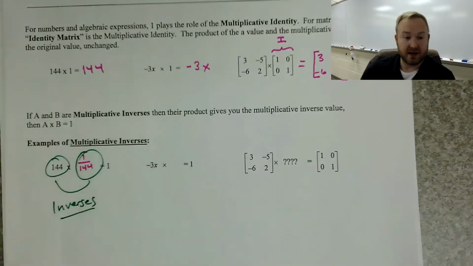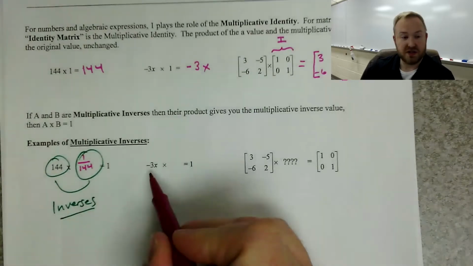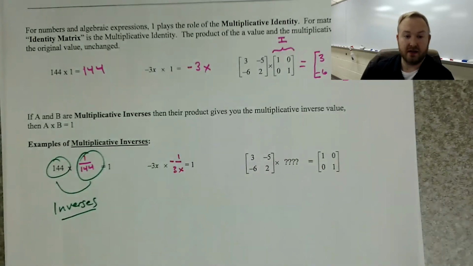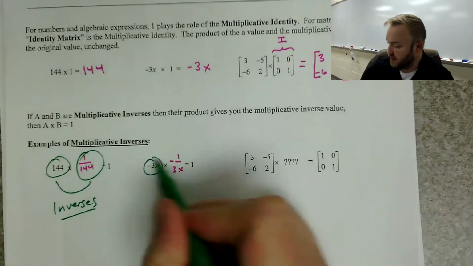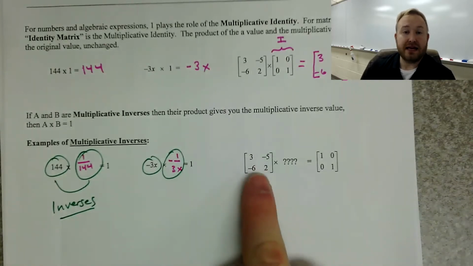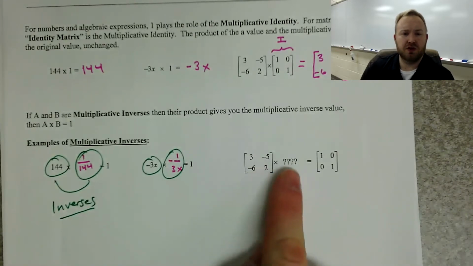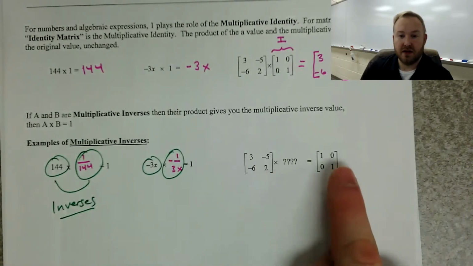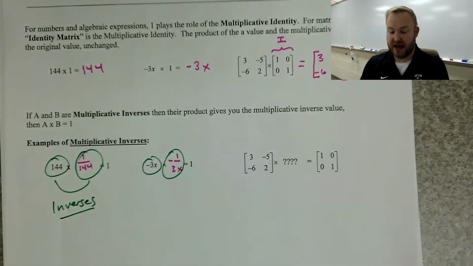They are multiplicative inverses. What if we started with negative 3x? Well, its multiplicative inverse would be its reciprocal, negative 1 over 3x. So these would be inverses of each other because when you multiply them, the answer is the identity. With matrices, when we find the inverse of a matrix, we are finding what matrix you would multiply by this one in order for the answer to be that identity matrix. And so that's what we're going to be finding here.